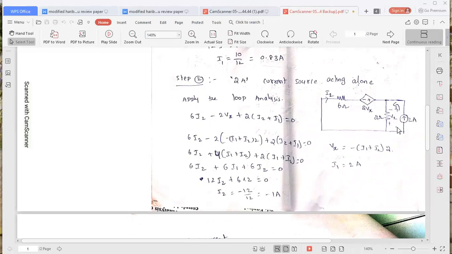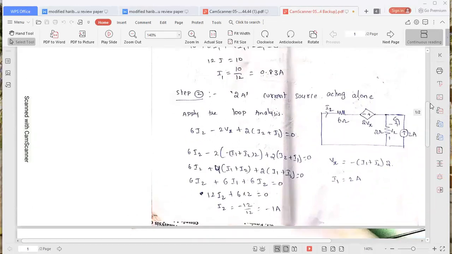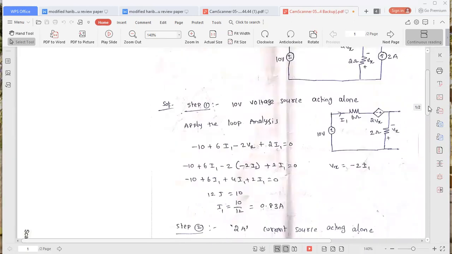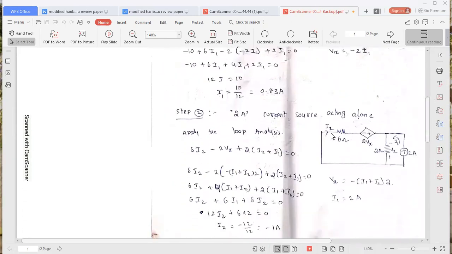The current I1 means 2 amperes, then current I2. We have to determine the I2 value, because here he mentioned that the current I passes through this 6 ohms. So here I call the first current I1, and the second current I2, according to the superposition theorem. This is I2, so from this we can apply the loop analysis.